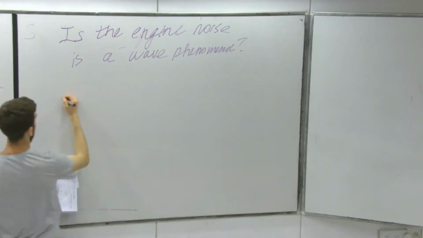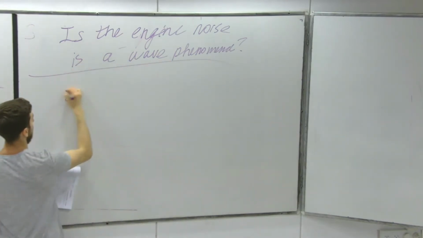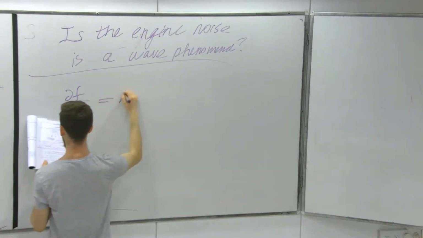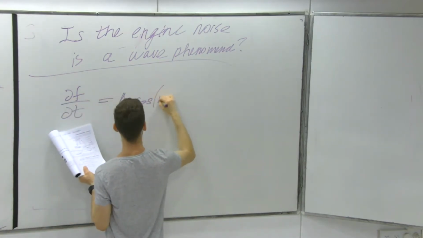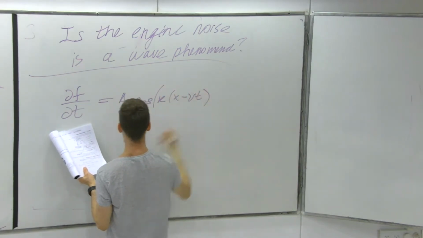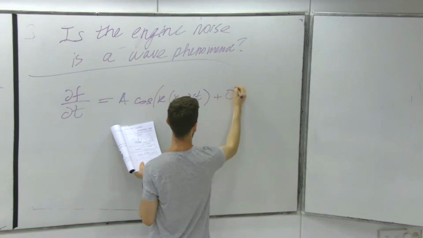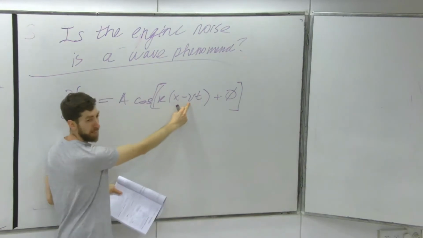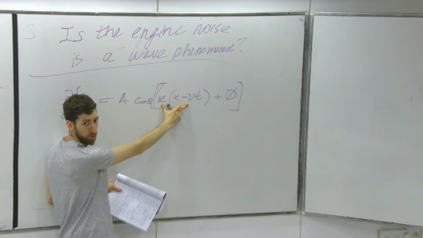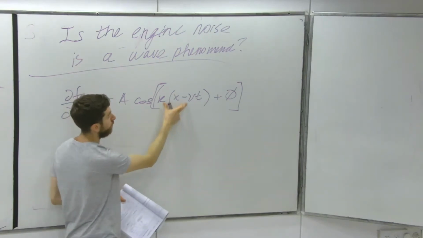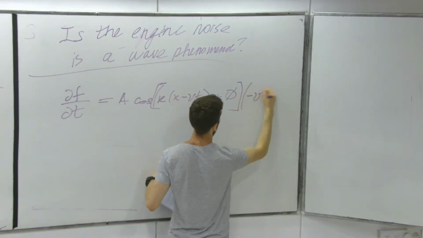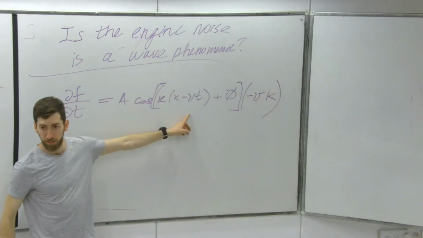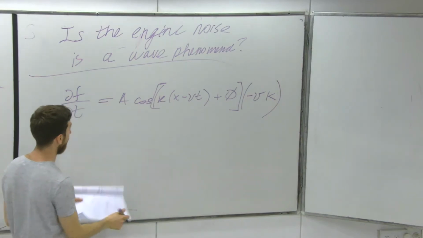So I'm going to take F. F is A cosine of (kx minus vt) plus phi, this phase. I'm going to derive it by t, and what am I going to get? Since I derive it by time, the x part goes out. You see it? So I have here minus vk. See? Minus vk. Got it?